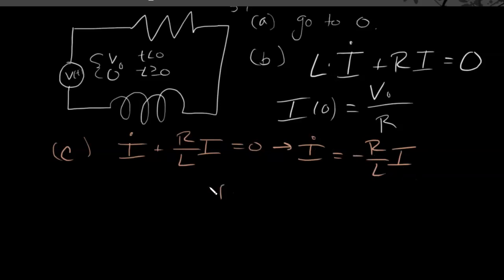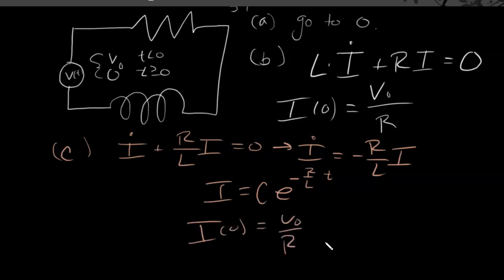Well, this is just going to say then that I is equal to some constant, right, we're not sure what it is yet, times E to the negative R over L times T. So then in order to find the constant, we just have to plug in our initial condition. So I of 0, right, is equal to V naught over R. Well, that's just going to be equal to C. So that gives you your final solution as I is equal to V naught over R times E to the negative R over L times T. Great.